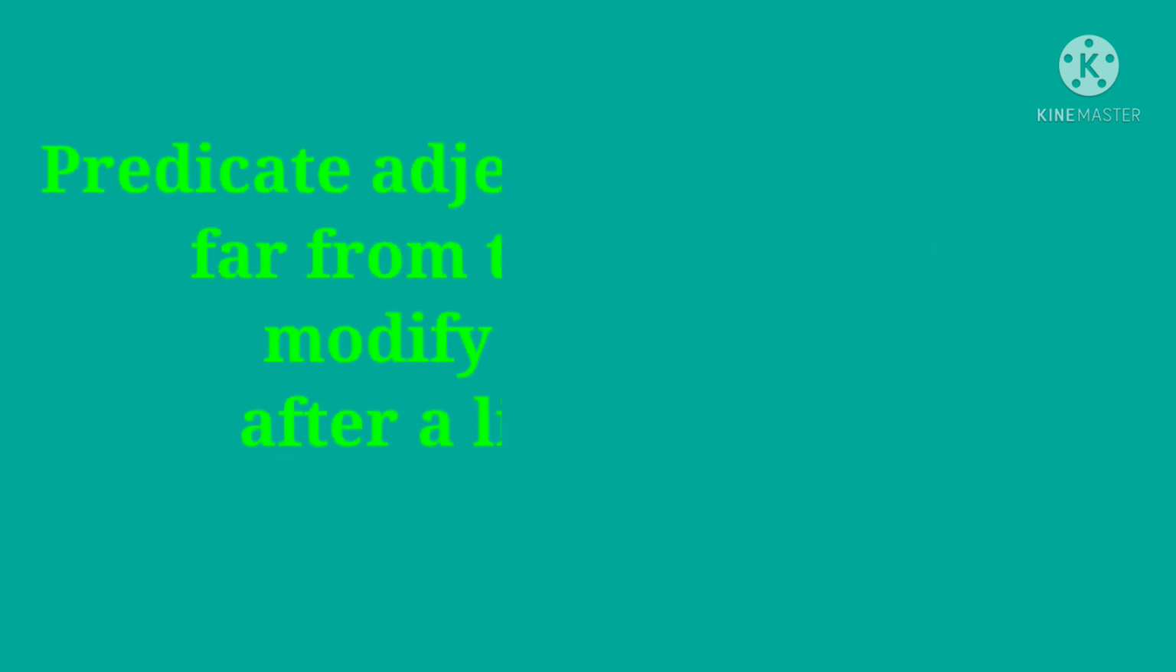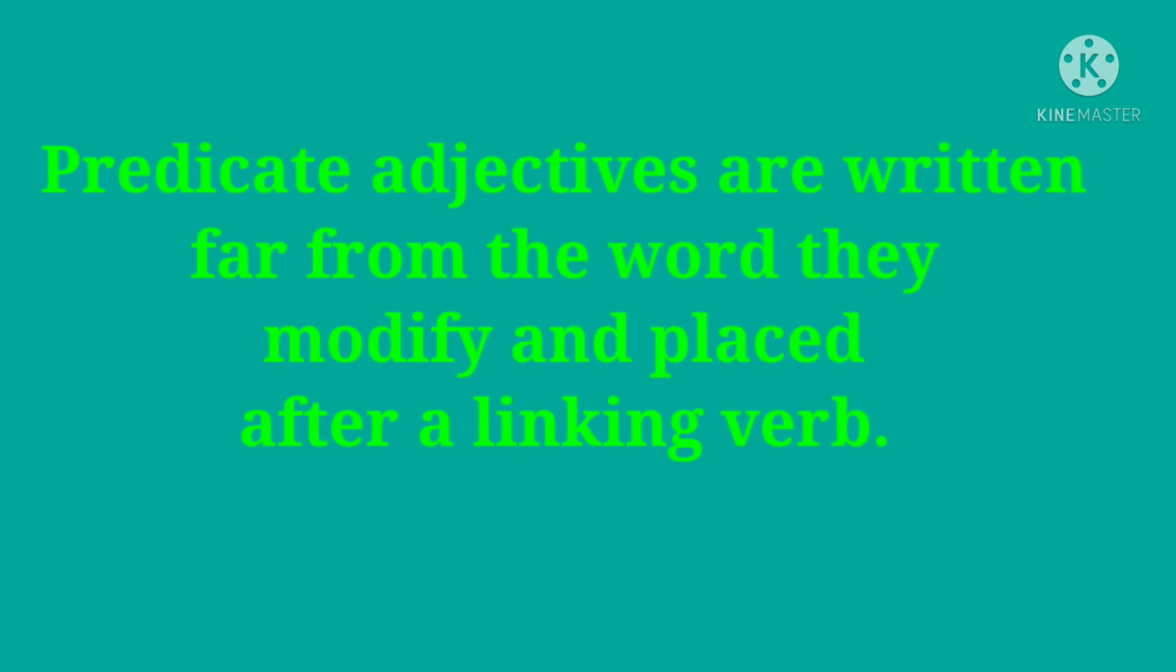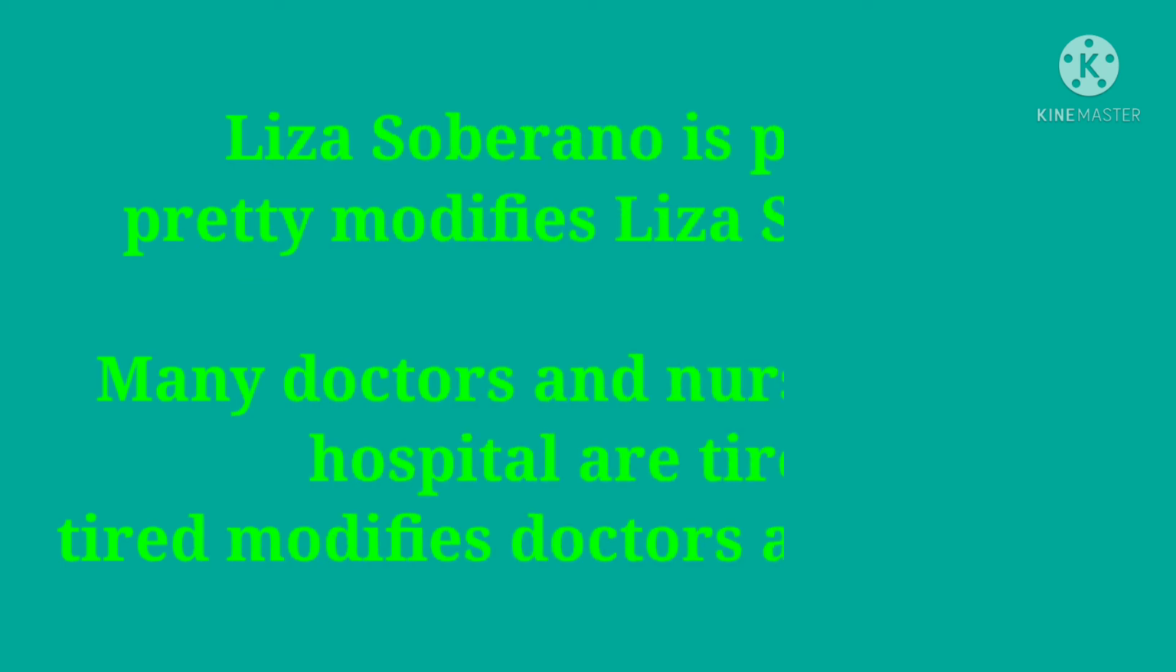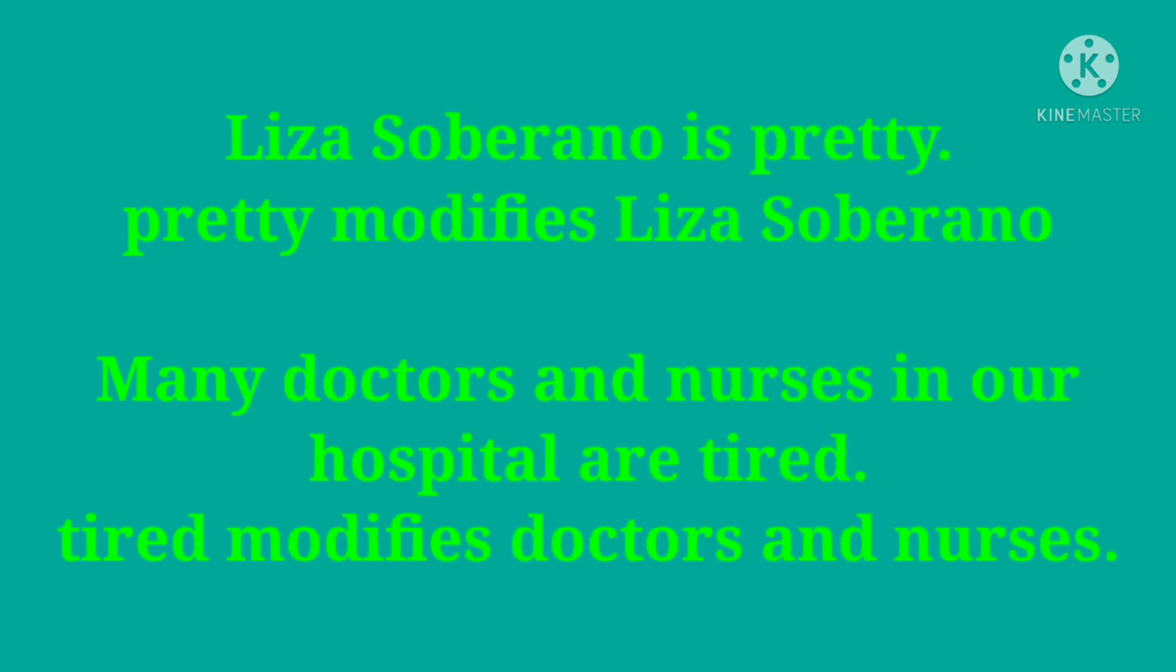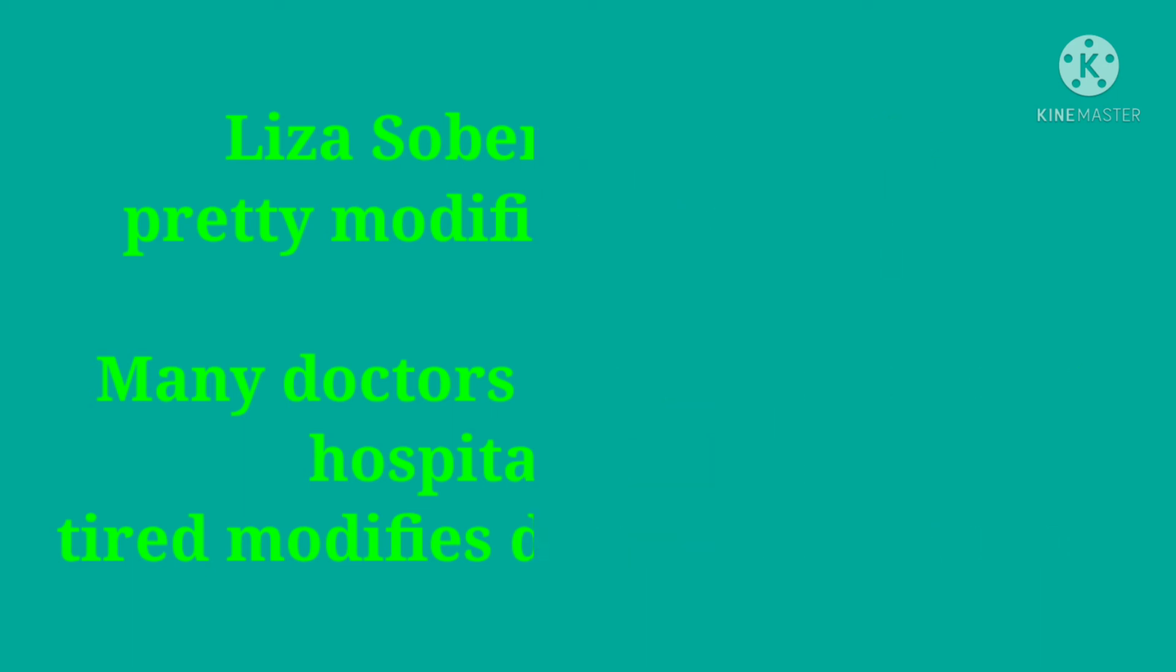The last one, which is predicate adjectives, are written far from the word they modify and placed after a linking verb. Example: Lisa Soberano is pretty. The predicate adjective pretty modifies Lisa Soberano. Another example: many doctors and nurses in our hospital are tired. The word tired modifies doctors and nurses.